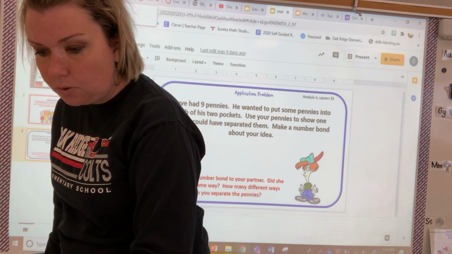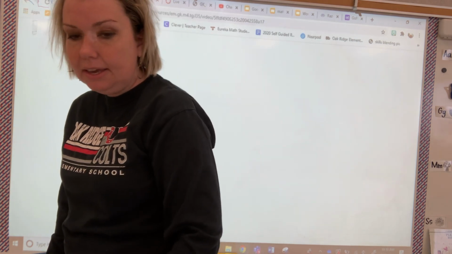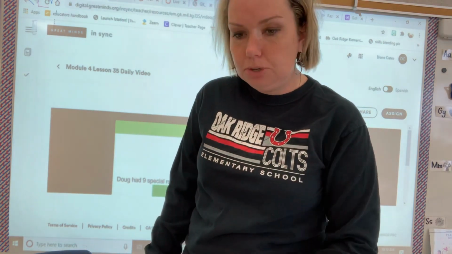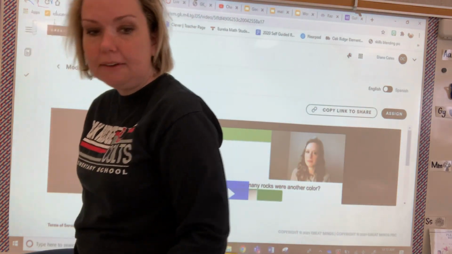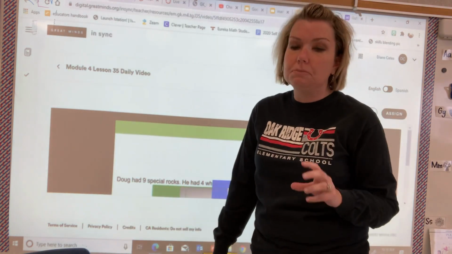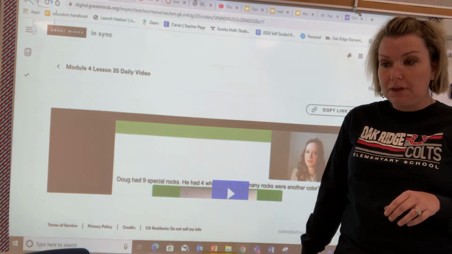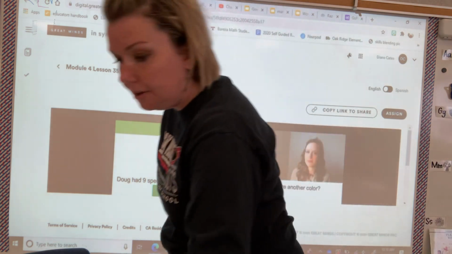Go ahead and get your whiteboard and your linking cubes with a dry erase marker. You only need 9 cubes. If you don't have 9 cubes or small objects to count with, you can always draw them.